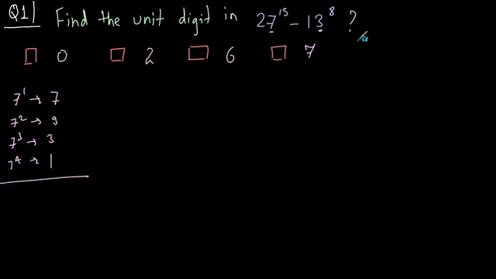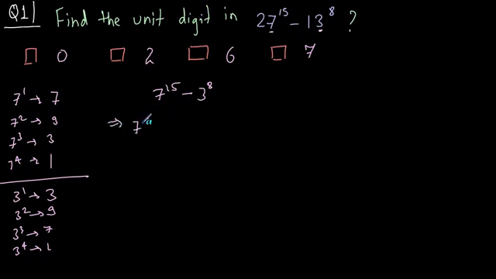And in case of 3, we have 3 raised to 1, which gives us 3. 3 squared gives us 9. 3 cubed gives us 7. 3 raised to 4 gives us 1. So let's solve 7 raised to 15 minus 3 raised to 8, and we are going to only take into account the units digits. So 7 raised to 15 can be written as 7 raised to 12 into 7 raised to 3. 12 plus 3 is 15.